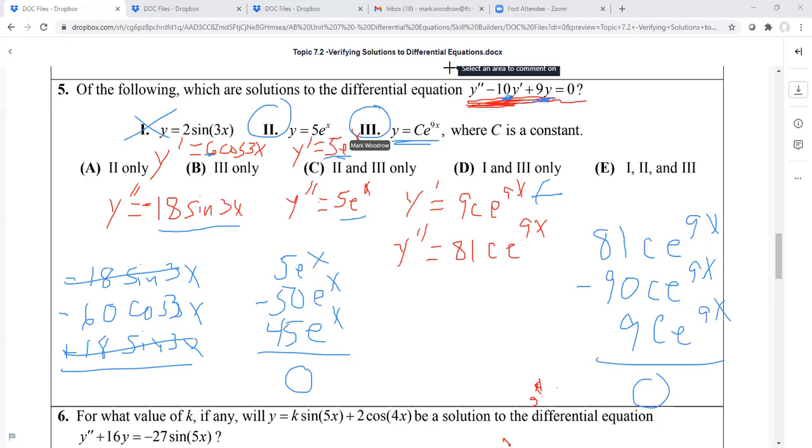So the two that work are, oops, sorry, not that one. Let me undo that. The two that work are 2 and 3. So it's C right here. 2 and 3 work.